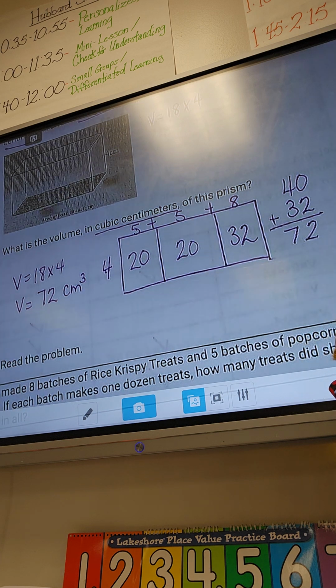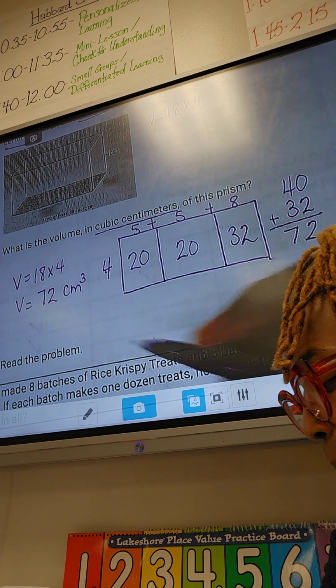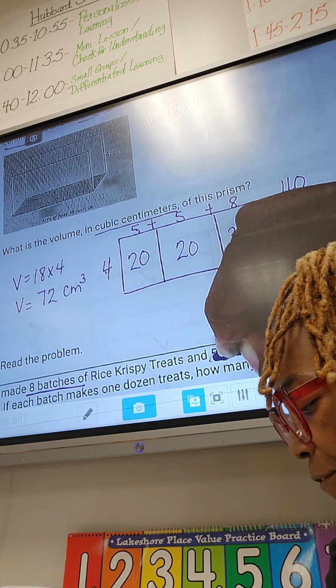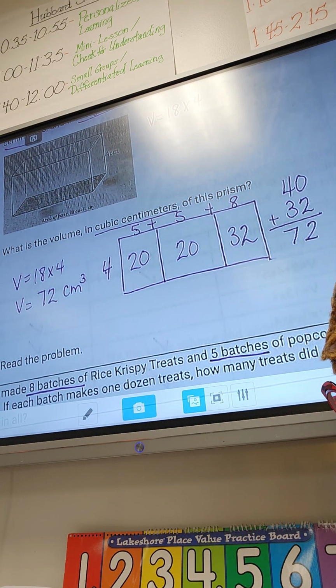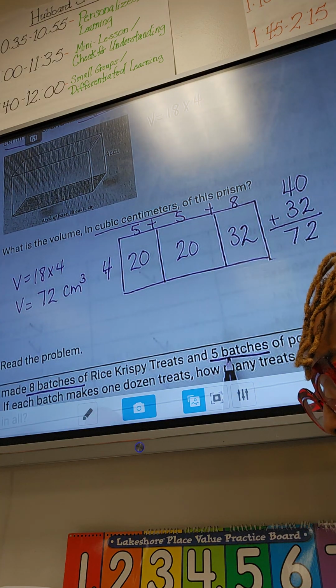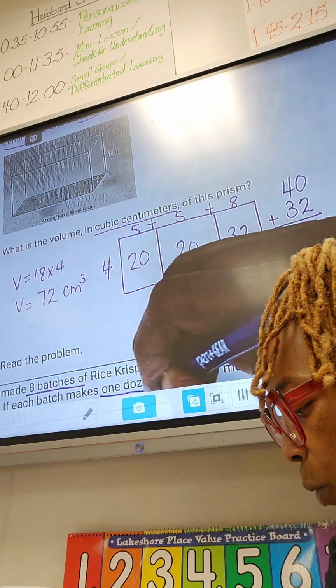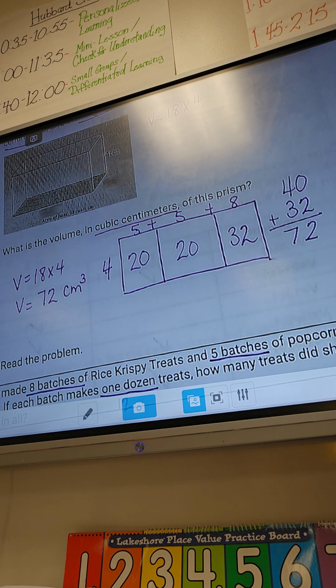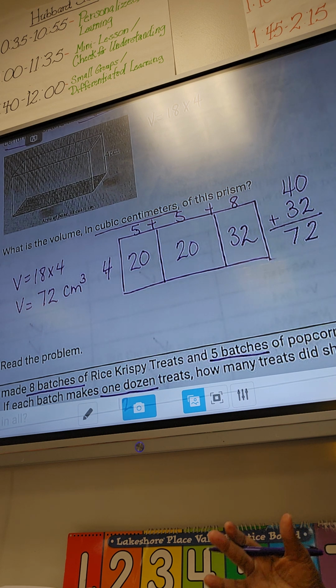We know it's about treats. What's our important information? We know that there are 8 batches of Rice Krispie treats, 5 batches of popcorn balls, and then she says if each one makes a dozen, we know 1 dozen equals 12. Remember, sometimes there are words that equal numbers, such as double, half, a quarter of, a half a dozen, a dozen. Those are still numbers. They're just words that mean the number. And you have to know what is what.